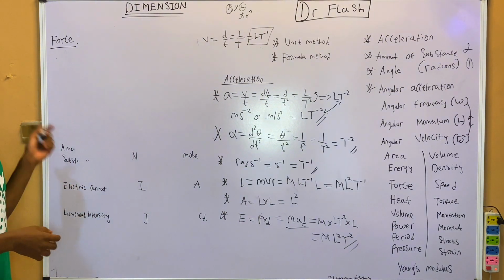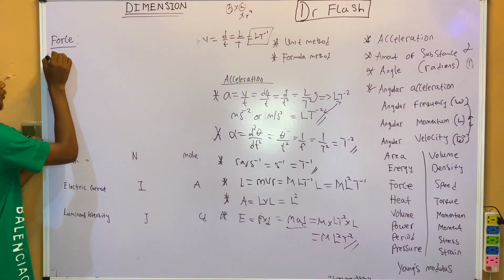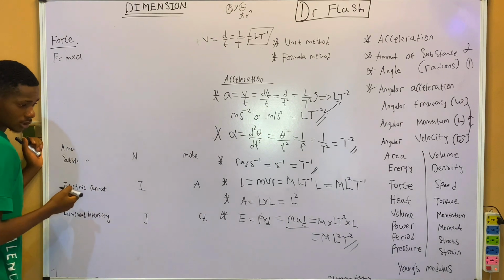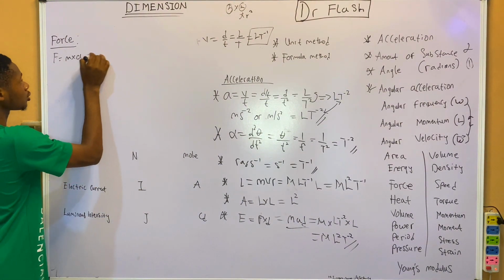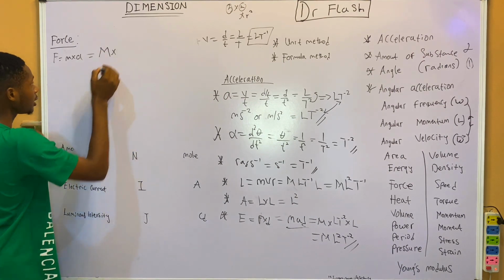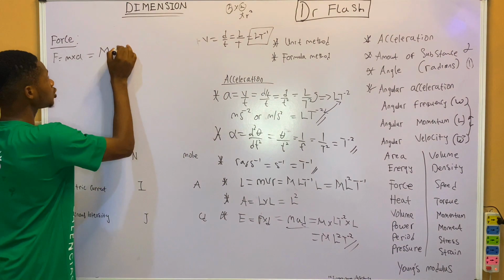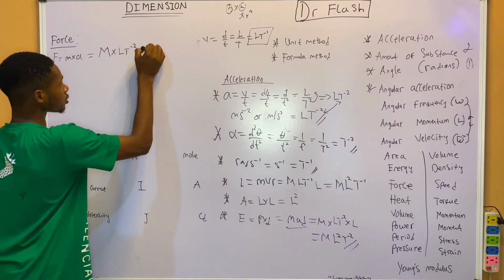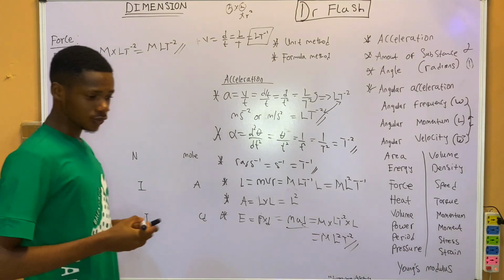Now for force, we can actually make use of the units method or the formula method. First of all, let's make use of the formula method. Force is equal to mass times acceleration. Okay, now to make things easy, mass has a dimension of capital letter M, and acceleration has a dimension of LT minus 2. So I'm going to just multiply by LT minus 2, okay, so that gives us MLT minus 2. So basically this is the dimension for force.